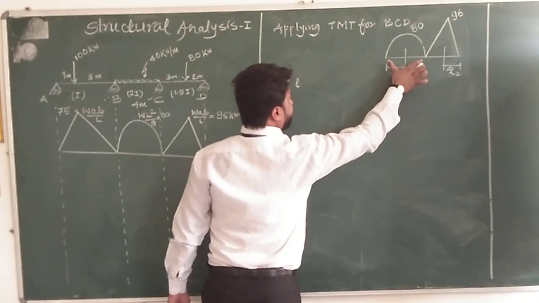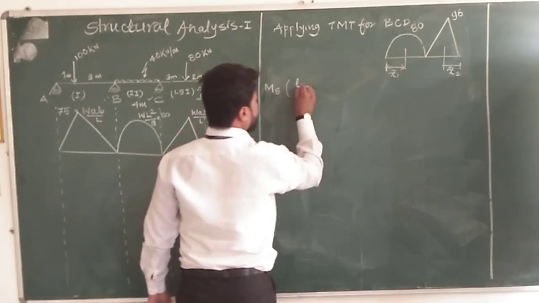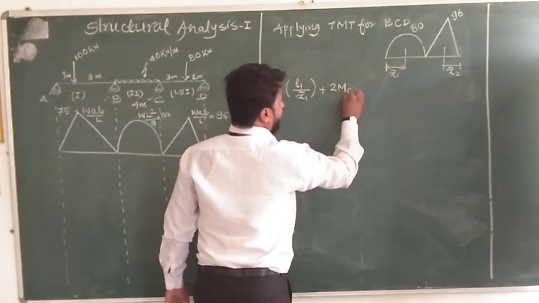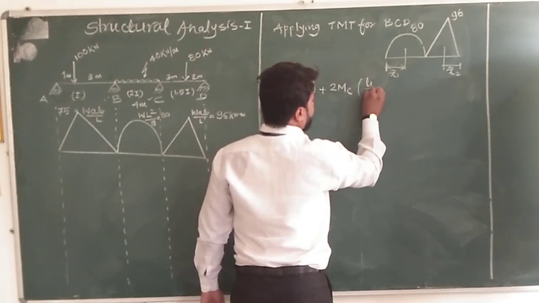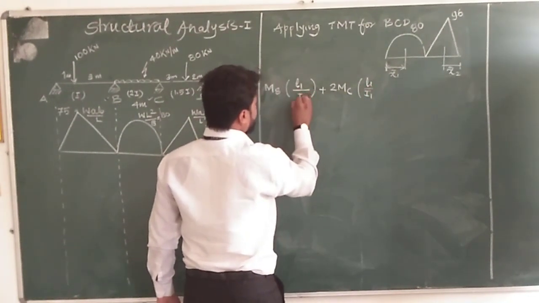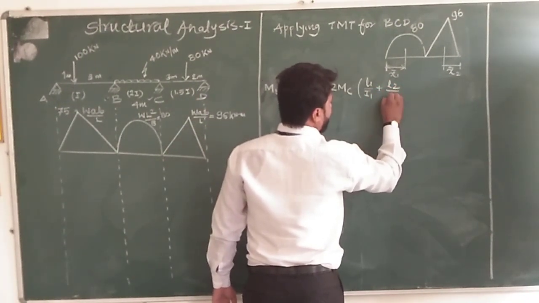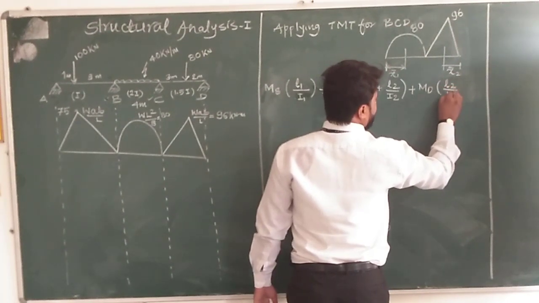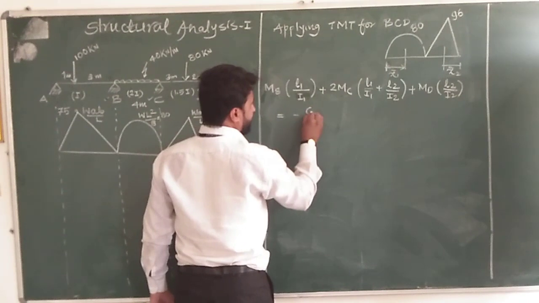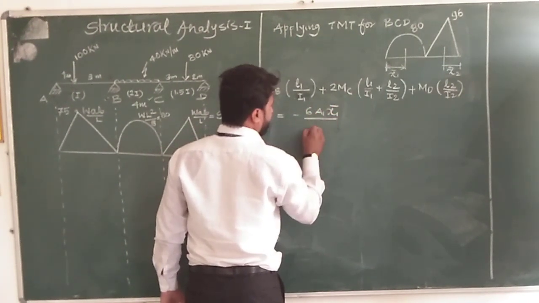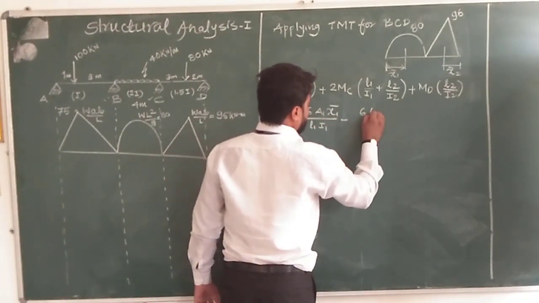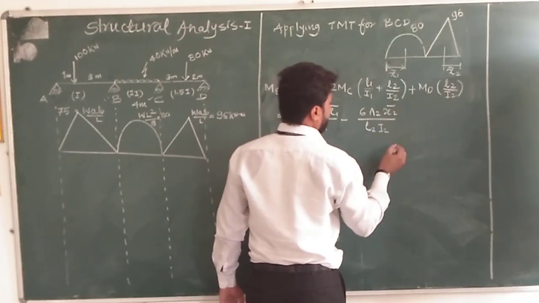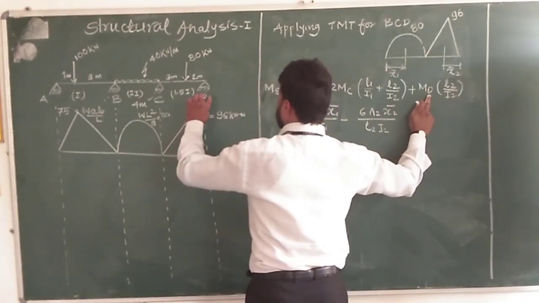Now remember this is L1 for us. So this is L1 divided by I1, sorry, this is I1, not x1 bar, plus twice MC, we have to keep here, plus L2 divided by I2, plus MD times L2 divided by I2 is equal to minus 6 A1 x1 bar divided by L1 I1 minus 6 A2 x2 bar divided by L2 I2. So now we know that moment MD will be 0 because D support is the end support.